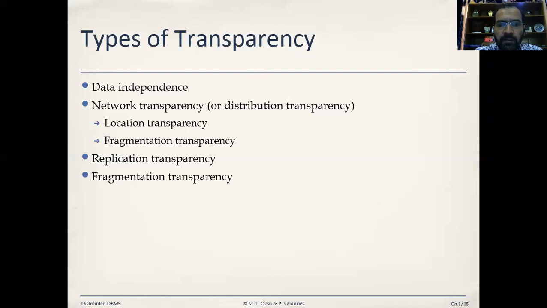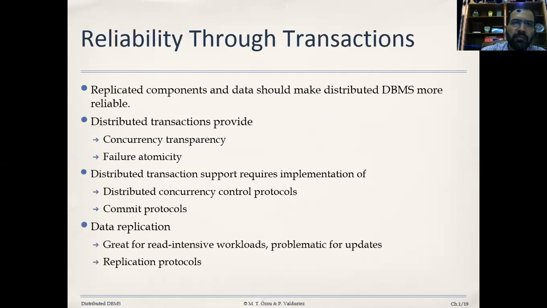So even if the fragmentation is there, there is fragmentation transparency. Users have no idea what the fragments are, where these fragments are located. Similarly, in the case of replication, what is the replication strategy and how is the replication done? Which nodes are there where we have the replicated data? So that is the concept of transparency.